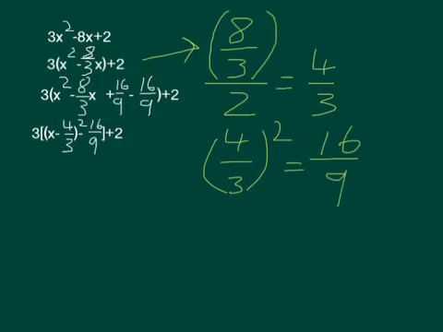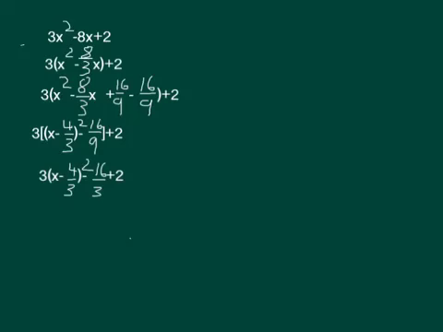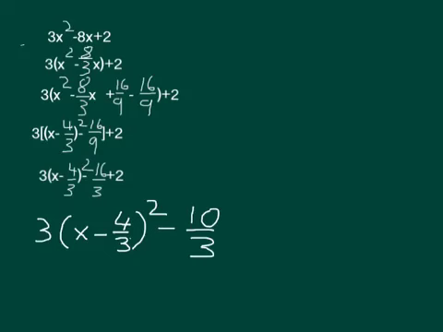Still not finished, still need to factor out the 3 out of the square parentheses only. You don't need to be writing out this, but you do need to write out this just to follow along with me. So my final answer is 3 times x minus 4 over 3 squared minus 16 over 3 plus 2, which is like 6 over 3, so it should be minus 10 over 3. There we go. So we've completed the square with a fraction now.